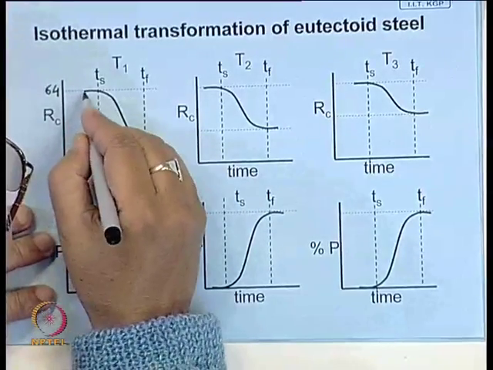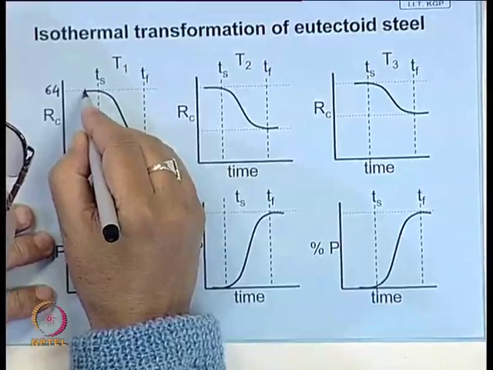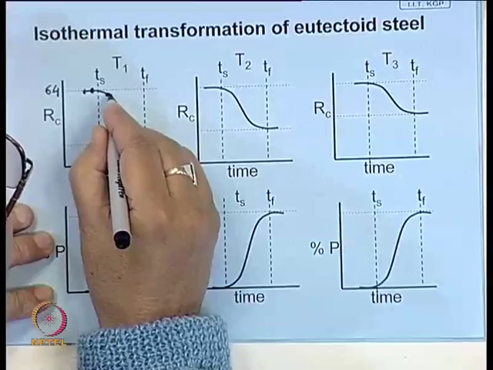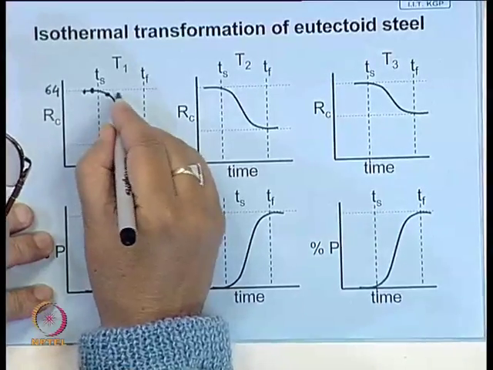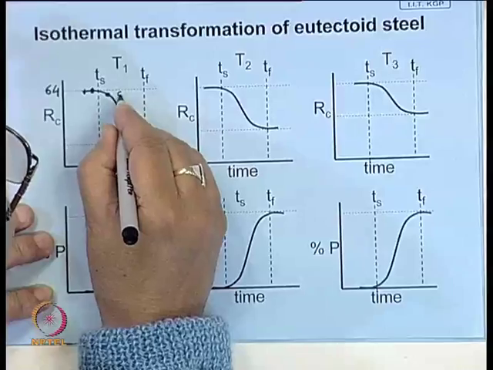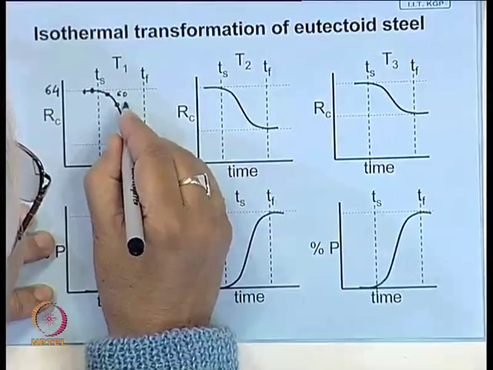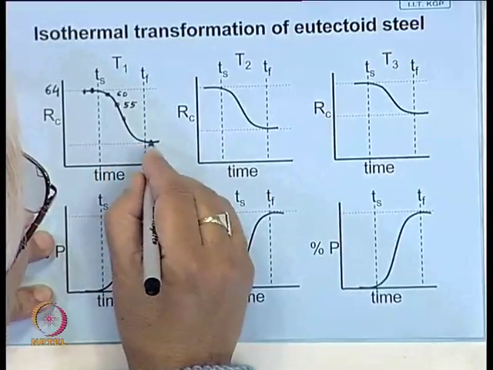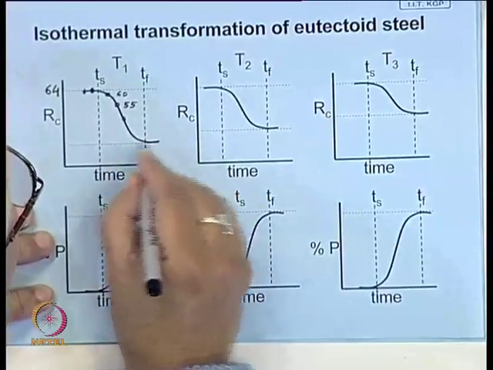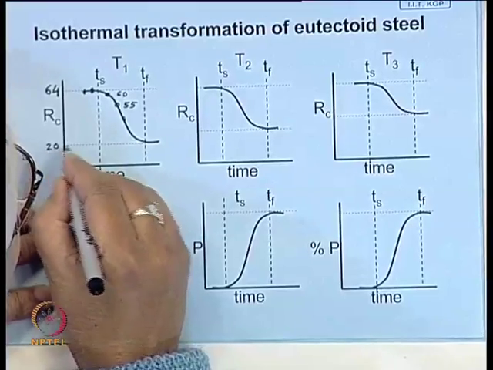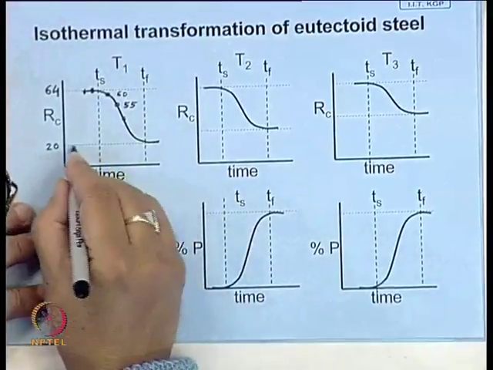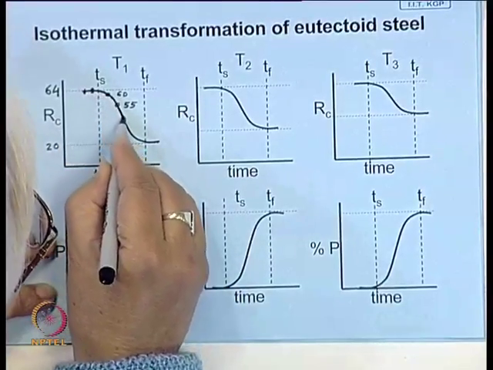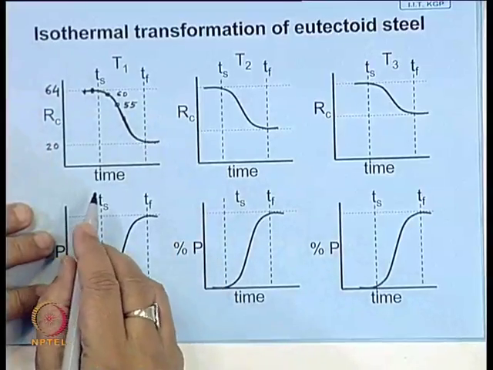Maybe the first sample is 64, the second sample also 64. After some time you may find that it is a little less, say 60, then you get say somewhere 55. This is how it will go on, and maybe somewhere here it goes to maybe RC 20. And then if you join these points, you will get a plot like this, a sigmoidal kind of plot.